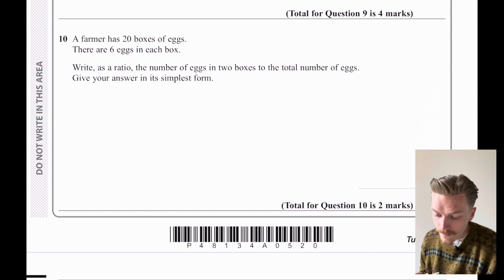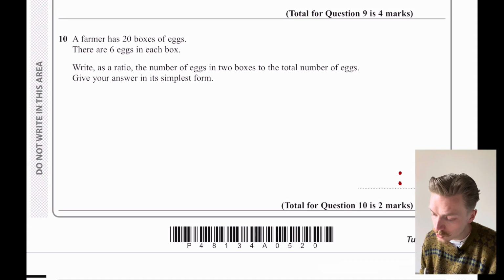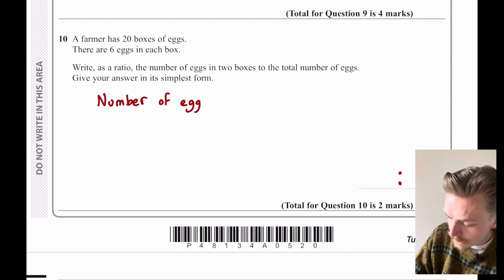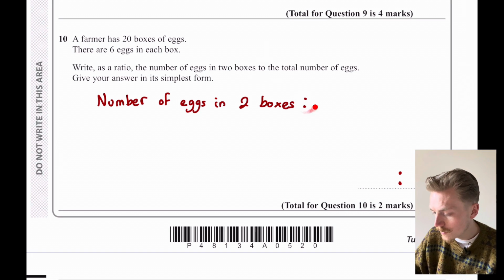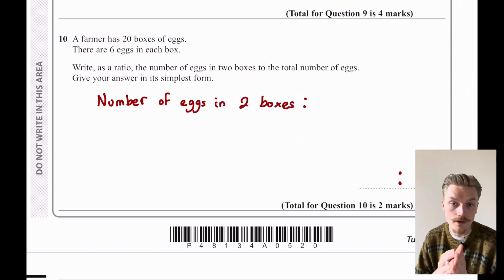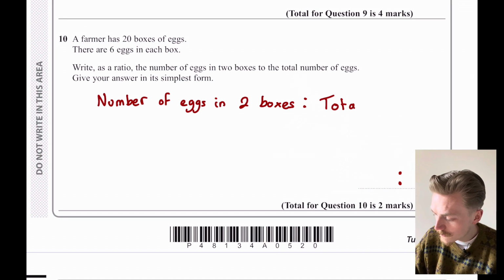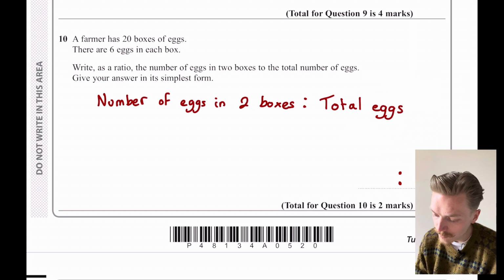A farmer has 20 boxes of eggs and there's 6 eggs in each box. Write as a ratio, so ratio is with 2 dots, the number of eggs in 2 boxes to the total number of eggs. So I'm just going to copy out some information from the question. So number of eggs in 2 boxes, and in maths this little word "to", if you're talking about a ratio, it's going to be those 2 dots, so that means "to". Number of eggs in 2 boxes to the total number of eggs, so I'll just put total eggs. That's what we're trying to work out, and then we want it in the simplest form as well.